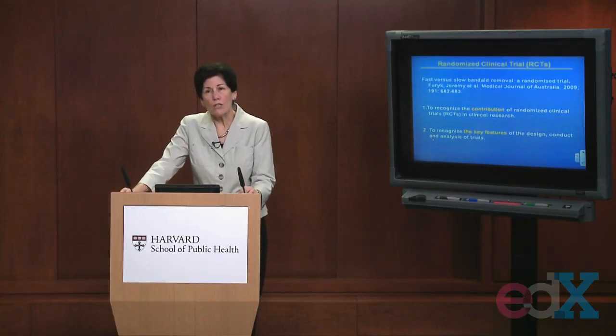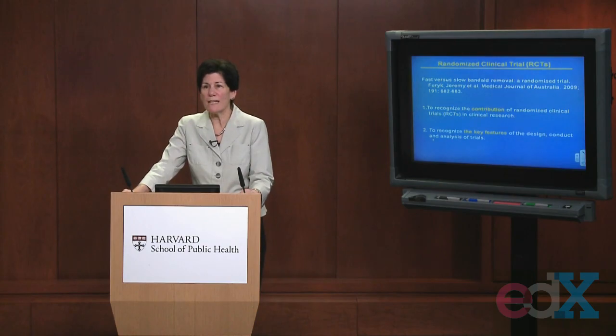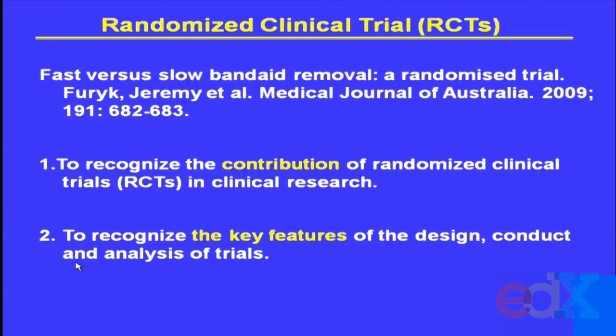So the particular article that you will be reading is called Fast versus Slow Band-Aid Removal, a randomized trial. It's actually an article that comes out of Australia, and I picked it for two reasons. I picked it because when we were reading it, we would certainly identify with the question that they are asking, and I think we'll also recognize that randomized trials can be used to answer a whole host of questions.